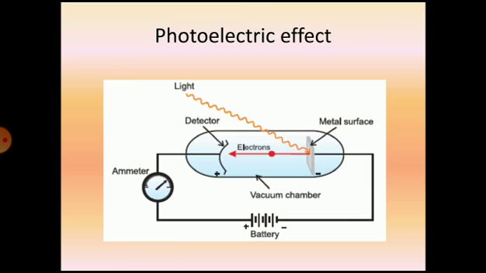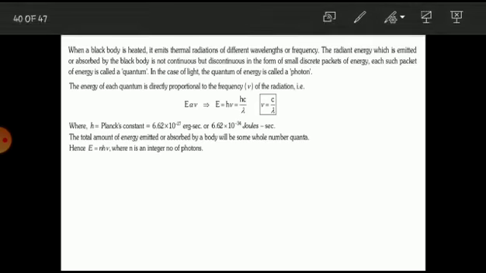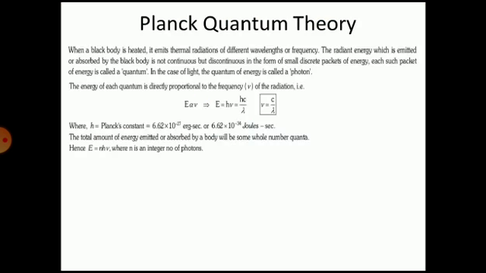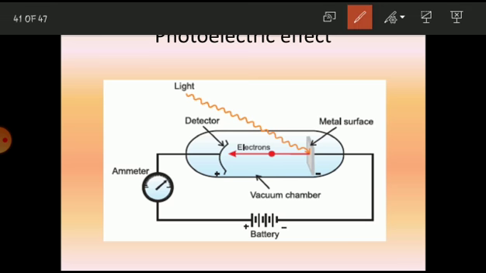Are you getting? Yes. So this is a diagram for the photoelectric effect. The light is incident on this metal surface, and this metal surface will emit the electron. So that is the photoelectric effect. Photo is nothing but light.